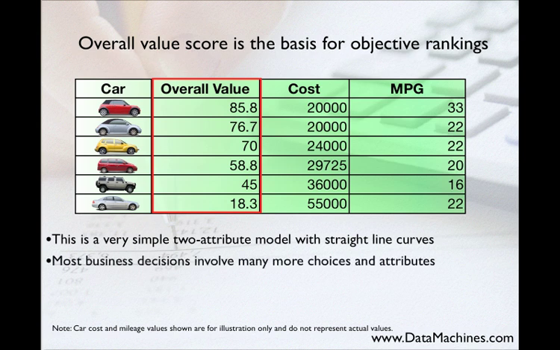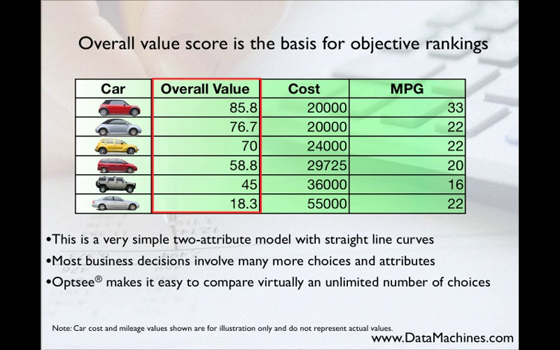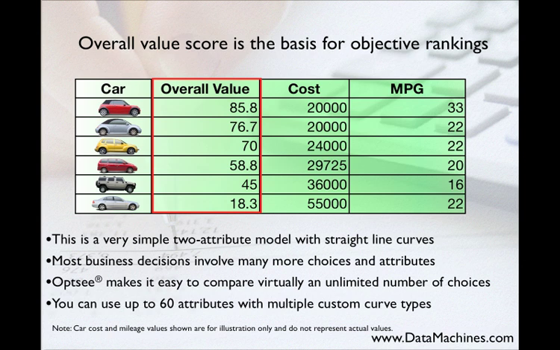However, most business investment decisions involve many more choices and many more attributes. Optsee makes it easy to compare and rank virtually an unlimited number of choices using up to 60 different attributes. Plus, as you will see, you can use many different curve types besides just straight lines.